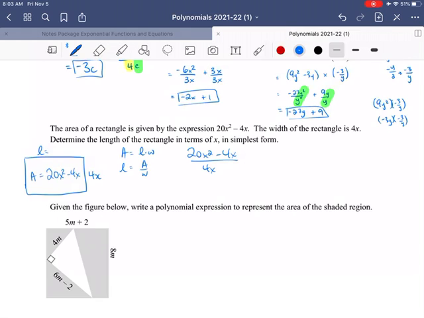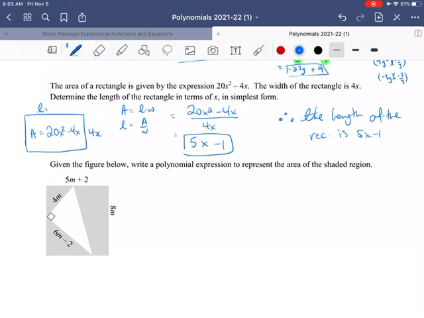Now each part is going to be divided by 4x. So we're going to end up with 5x minus 1. Okay. Therefore, the length of the rectangle is 5x minus 1.